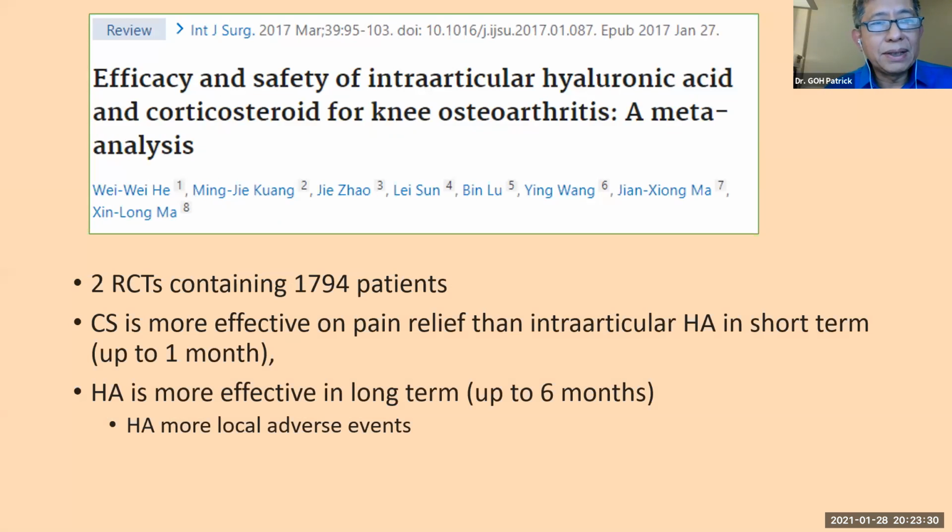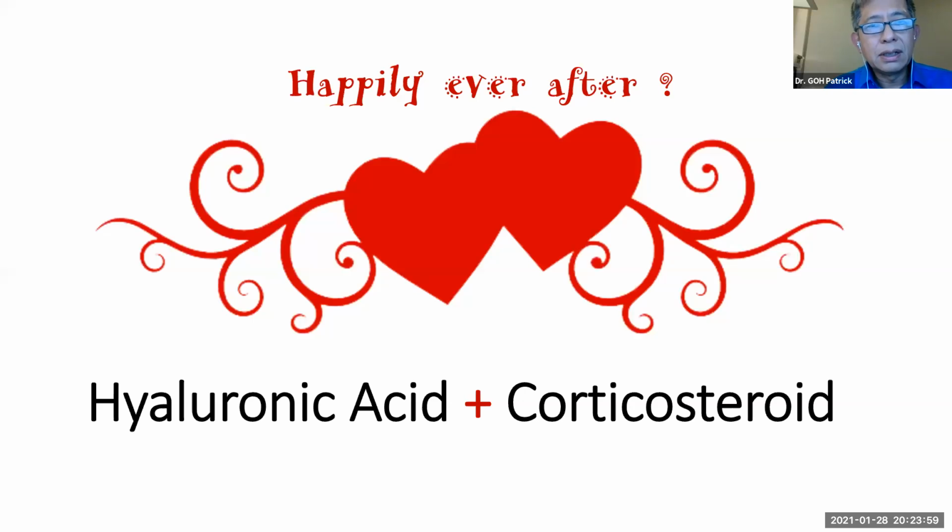Now, this is a meta-analysis, again, looking at hyaluronic acid versus corticosteroid. And the conclusion of this, as we would suspect, is that corticosteroid is more effective on pain relief in the short term, up to 1 month. And hyaluronic is probably more effective in the long term, up to 6 months. Hyaluronic acid was associated with more local adverse events, but these are the non-serious adverse events.